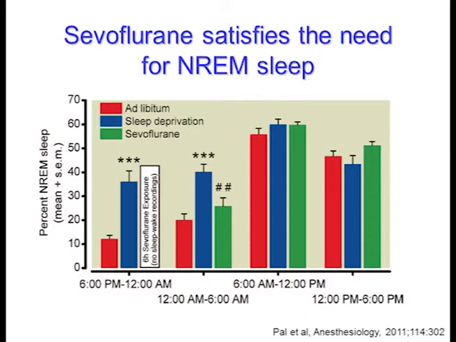So what does that mean? What it means is that it took the animals 12 hours of natural sleep-wake cycles to satisfy that need for sleep after deprivation. But the animals that had a 6-hour deep sevoflurane anesthetic came out of it recovered. So they did not show any signs of being sleep deprived after the anesthetic was done.